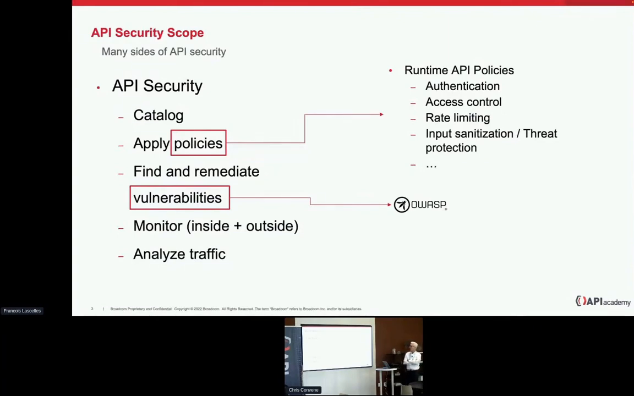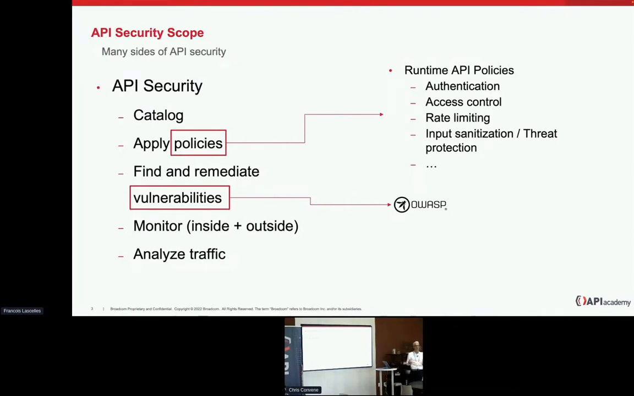You want to define and you want to apply policies. That's a huge aspect of it. So think about runtime API policies that you apply to API traffic, right? So things like authentication, controlling access, so access control rules, rate limiting, input sanitization, threat protection, and things like that. Those are all things that runtime API policies can do. So that's part of API security. You want to find and remediate vulnerabilities. OWASP is a great source of information that talks about the top vulnerabilities that you should look for in your APIs.